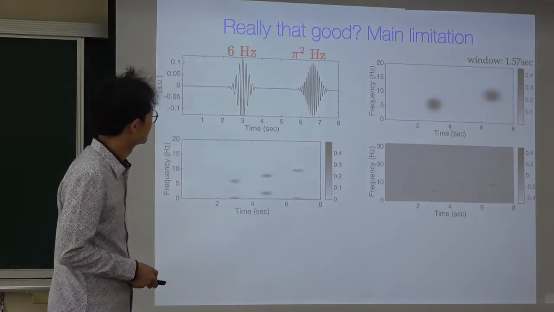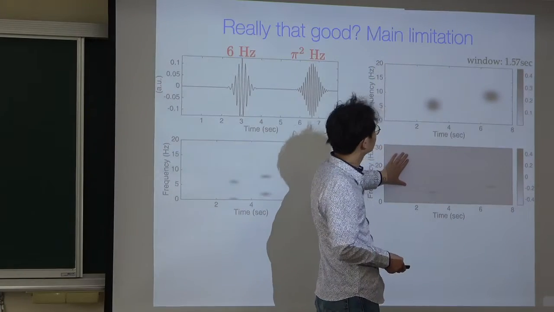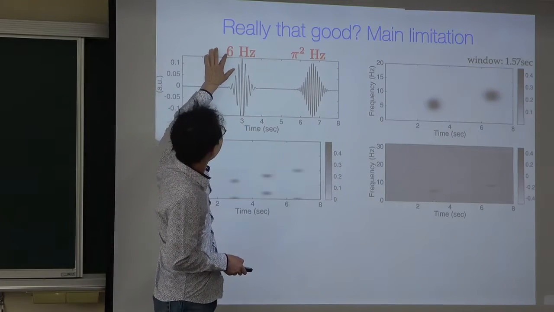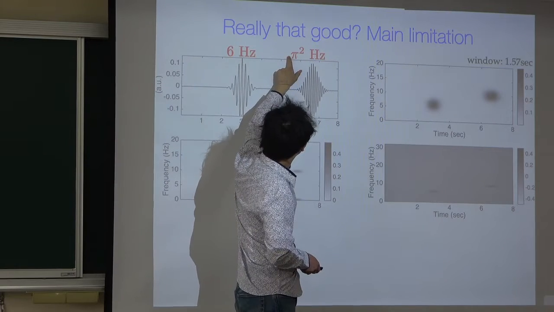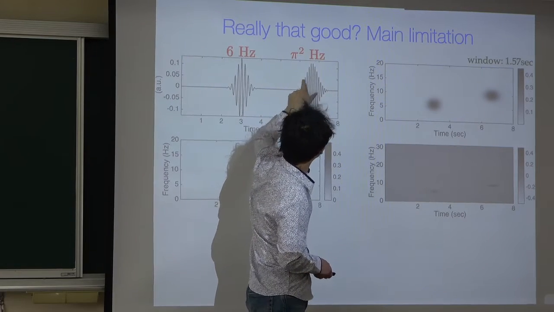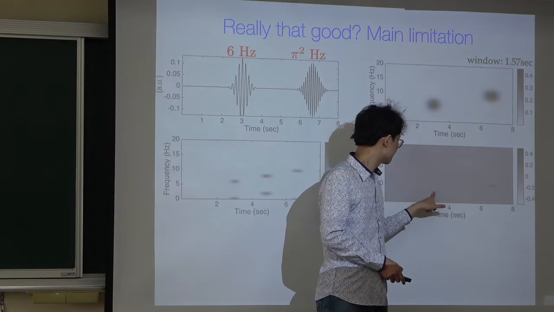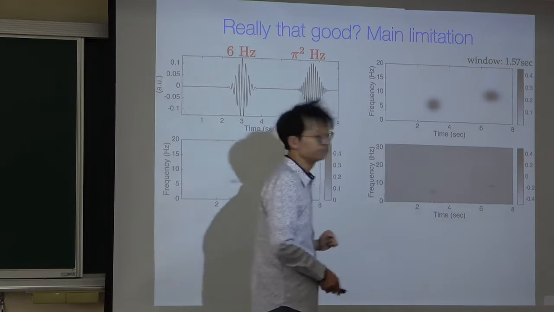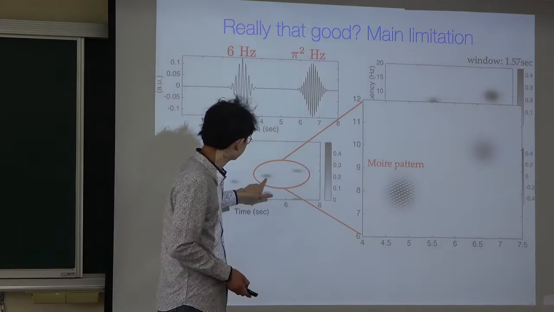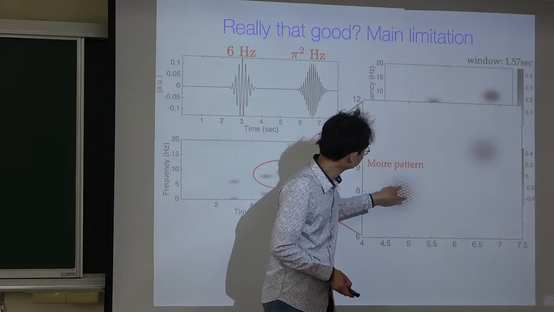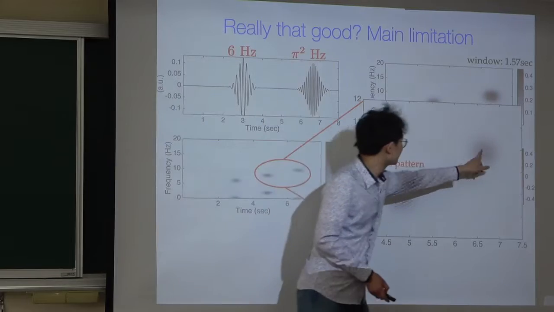There will be a lot of interferences. And here, if you just focus on the complex form of the signal, that is, the signal is exponential i 2 pi 6t plus exponential i pi square t, multiplied by the Gaussian window, this is what you get by the Wigner-Ville distribution. You see two components and some interference. And if you pay attention, this interference part actually has a very beautiful interlacing pattern. This is called the Moiré pattern.